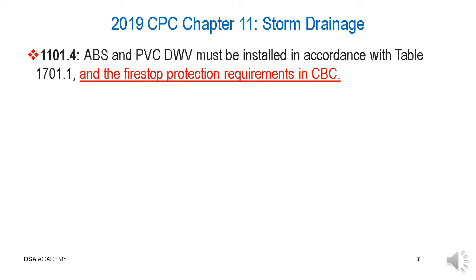Regarding storm drainage in Chapter 11, ABS and PVC DWV must be installed in accordance with Table 1701.1 and the fire stop protection requirements in the CPC. Again, we see this is how fire stopping concerns have been addressed for these situations using this piping.